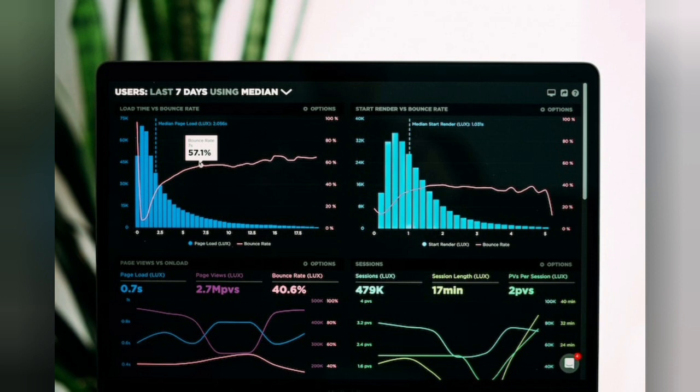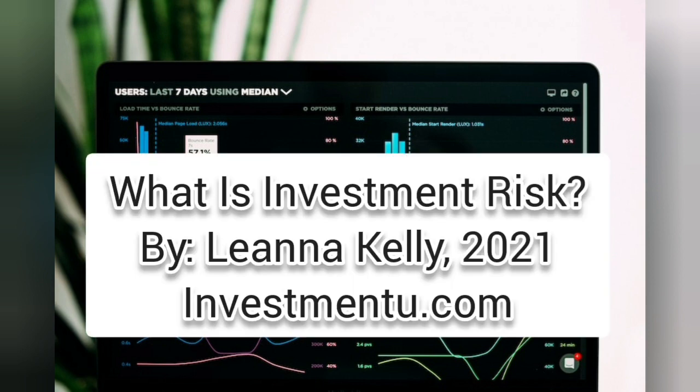Ang references na gagamitin ko ngayon sa ating pag-aaral ay yung sinulat ni Liana Kelly na ang title ay What is Investment Risk? Sinulat niya yan sa website ng investmentu.com. Ang daming mga excellent writers sa website niya yon. Updated ang kanyang article na ito noong 2021.